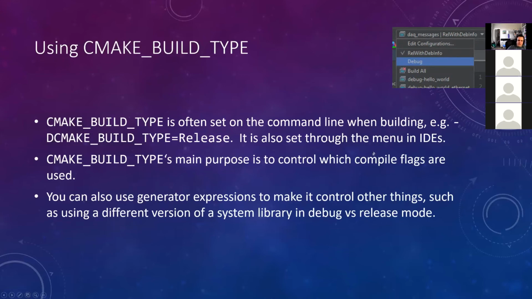The main purpose of CMAKE_BUILD_TYPE is to control which compile flags are used. And something we'll talk about later, you can use generator expressions to make CMAKE_BUILD_TYPE control other things. So you can have other things that change depending on whether it's debug or release. Like you might be able to use a different version of a system library in debug versus release mode, or do all sorts of other fun things.